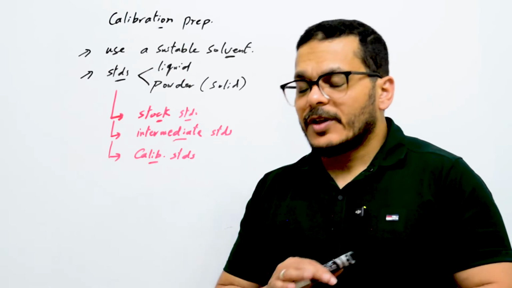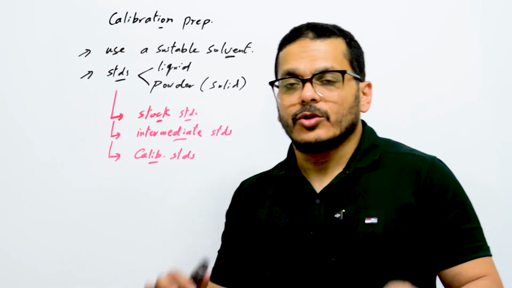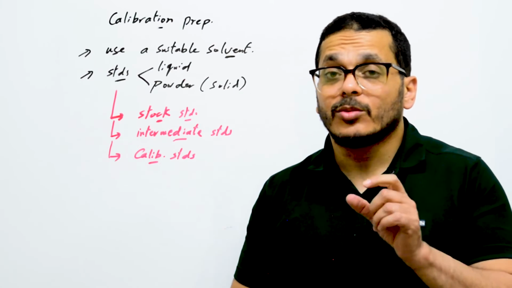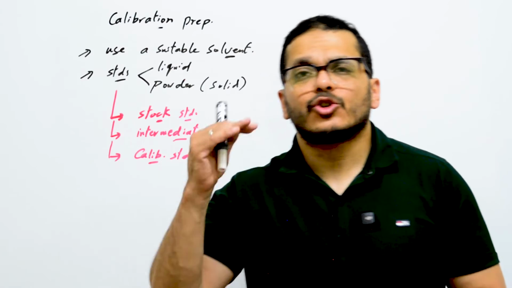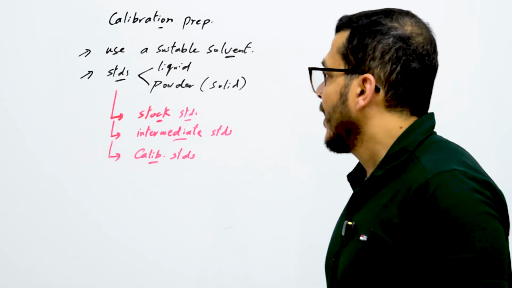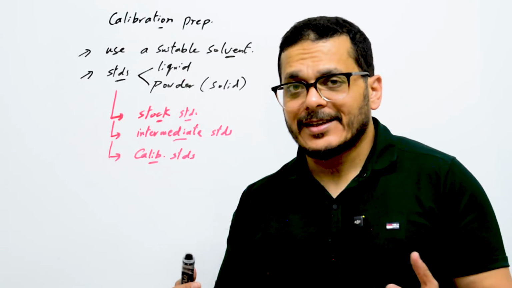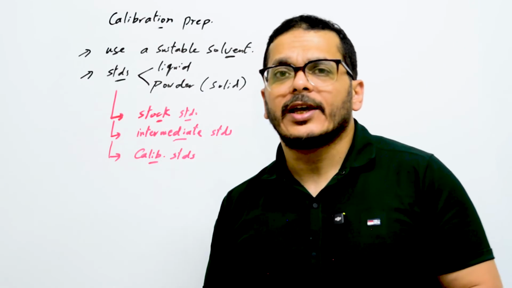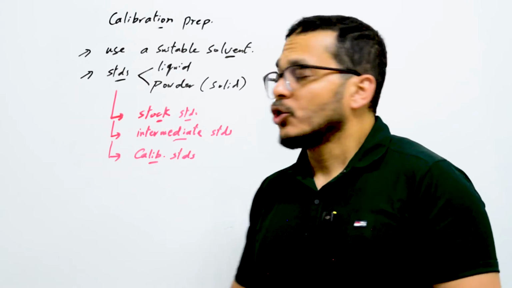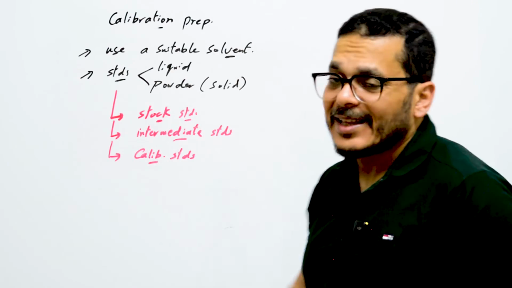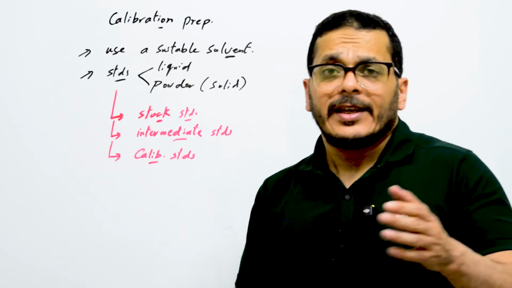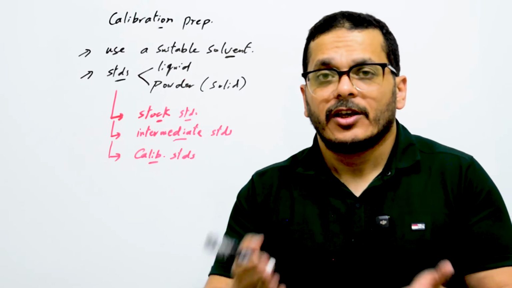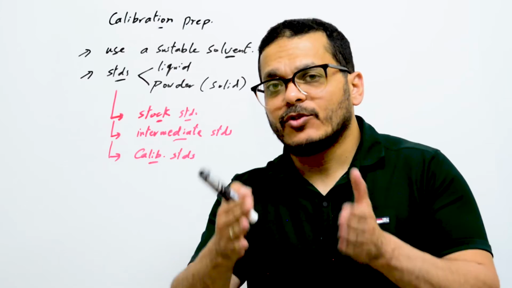First point, which is very important, you should use a suitable solvent during your calibration standard preparation. A suitable solvent to prepare from the stock standard that you have. Stock standard, sometimes you have liquid standards and sometimes you have powder standards according to the analyte you analyze. So for liquid standard or powder standard, you should use the suitable solvent. It can be according to the manufacturer instruction. From the standard that you have, you will have a certificate.